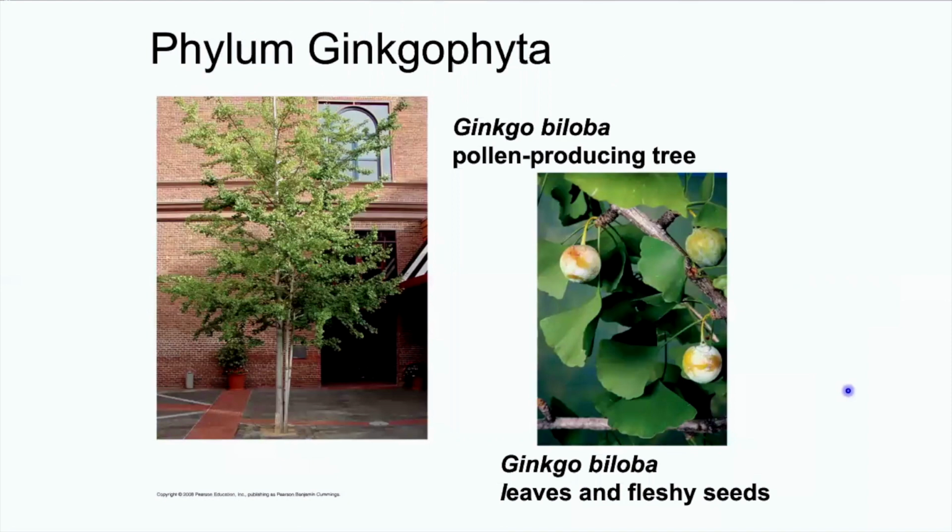Ginkgos, these are a very common landscaping tree. It's the only species in this phylum. They have these flattened out leaves like you can see here, and the cones, or some folks describe them as fleshy seeds, that's what's produced here. This is on a female tree, and then there are male trees. These are the better ones to have for landscaping, because these fleshy cones or seeds from the female trees have a really bad smell whenever they fall off the tree and start to rot.